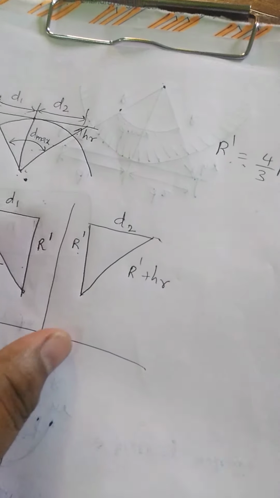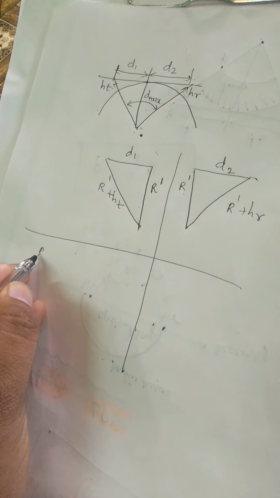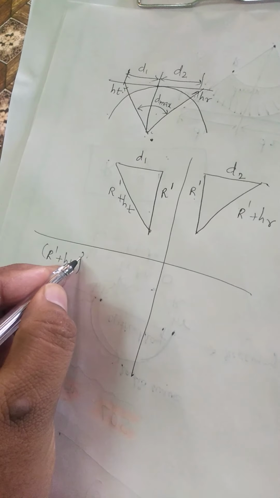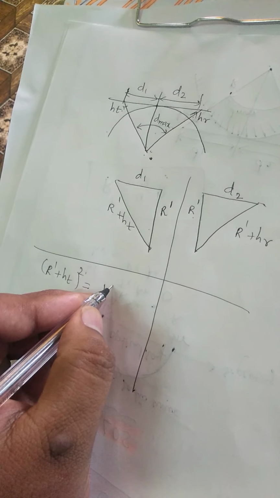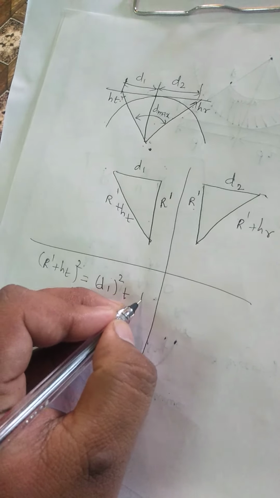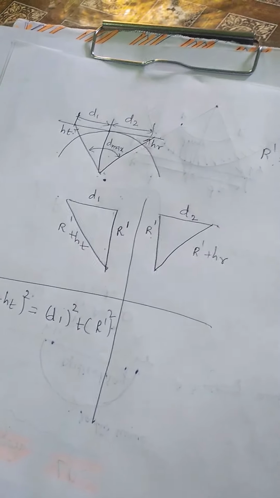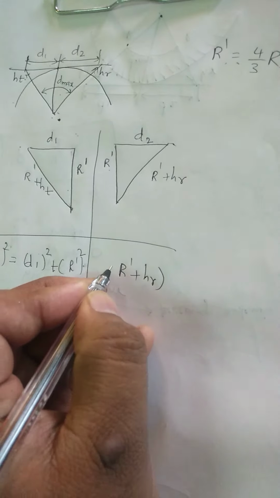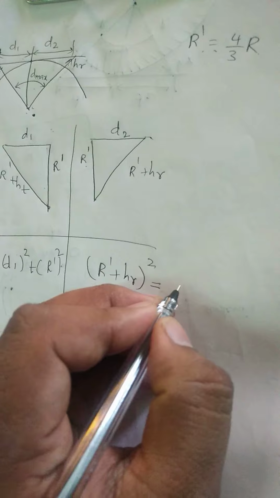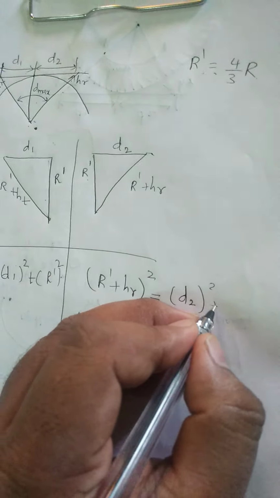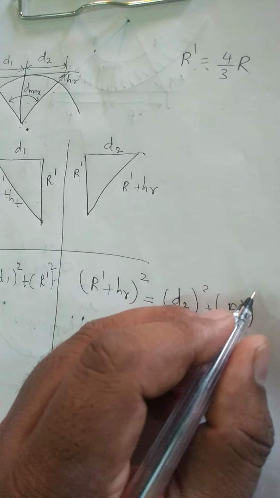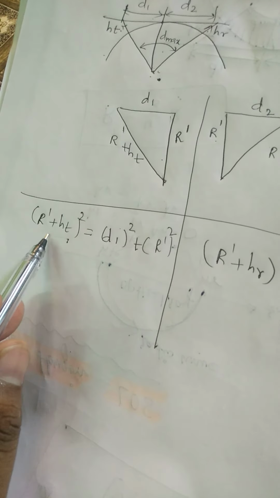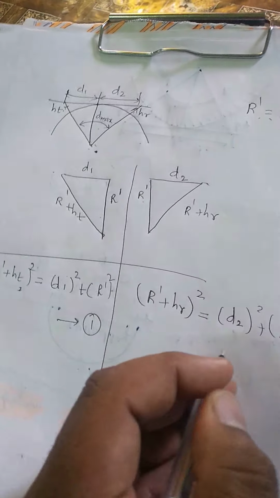So by considering these two triangles, we can find out two relations. What are the two relations we can get? We can use the Pythagoras theorem. The hypotenuse is R dash plus HT, whole square, which can be written as D1, that is the distance of the opposite side, squared, plus the adjacent side, R dash, squared. Similarly, from the receiving end, what can we write? We can write R dash plus HR, whole square, that is hypotenuse square, is equal to opposite square, that is D2 square, plus the atmospheric radius adjacent square. So out of these two, this is your equation 1 and that is your equation 2.